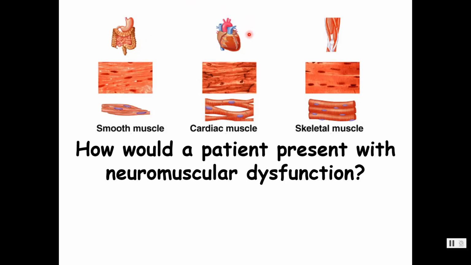Let's go over here to the cardiac muscle. We already did cardio, so you can have arrhythmias, you could have a slow heartbeat, bradycardia, or a fast heartbeat, tachycardia. The heart could actually stop. You could have cardiac arrest with electrolyte imbalances.